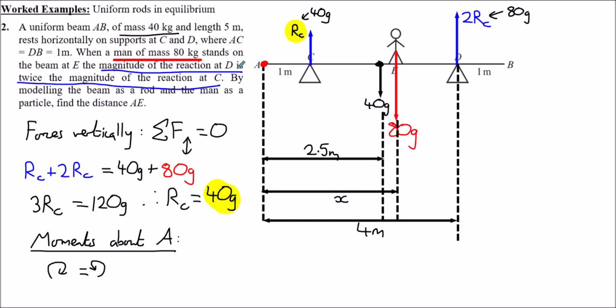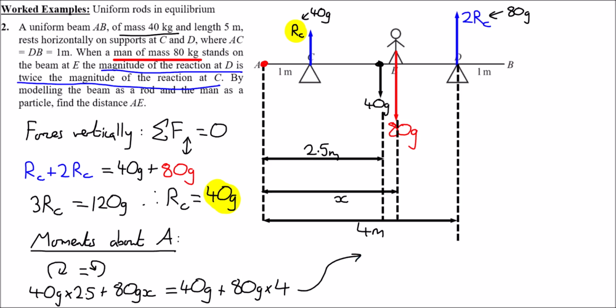So going clockwise, going downwards, 40g multiplied by 2.5, and also 80g multiplied by x, so 80gx. That's going to equal the sum of the anti-clockwise moments, which are these reaction forces. So this reaction force is 40g multiplied by 1, which is just 40g. And this one, which is 80g, and that's 4 meters away. So 80g multiplied by 4.